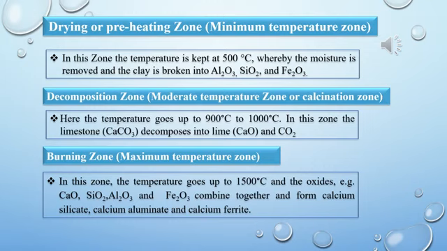So students, these were the three major temperature zones in the kiln. The first zone, which is known as the drying zone, has the temperature kept up to 500 degrees centigrade. The second zone, which is known as the decomposition zone, has the temperature kept at 900 to 1000 degrees centigrade. And the last zone, which is known as the burning zone, has the temperature kept up to 1500 degrees centigrade.